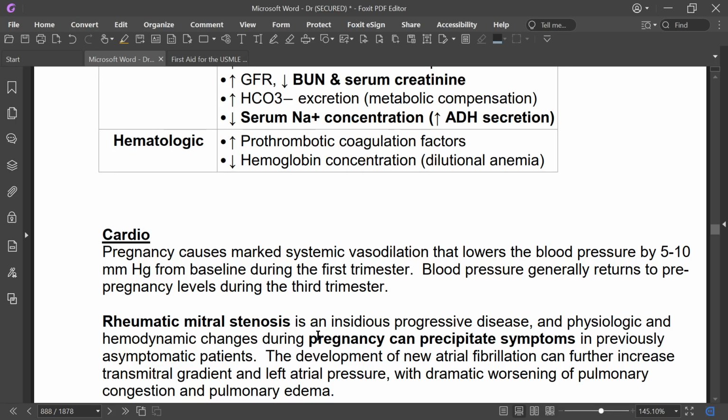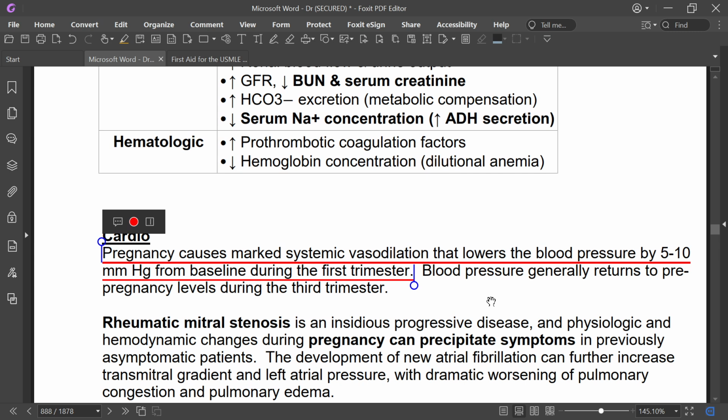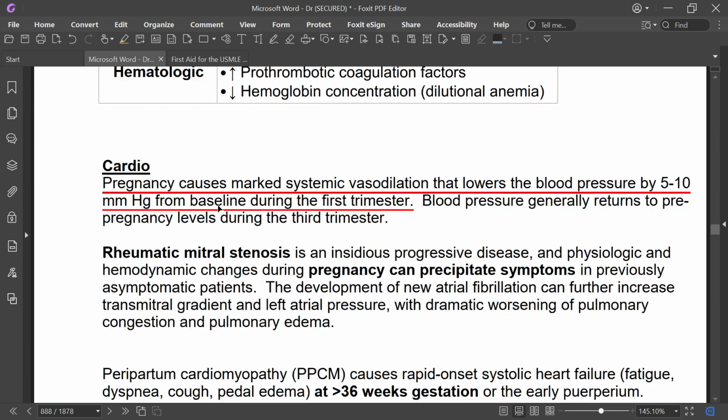Pregnancy makes marked systemic vasodilation that lowers the blood pressure 5 to 10 millimeters of mercury during the first trimester. Blood pressure generally returns to the pre-pregnancy level during the third trimester.